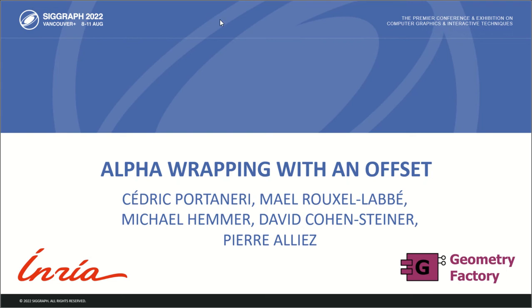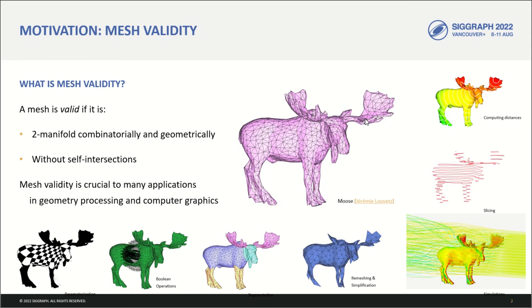Alpha wrapping with an offset. Surface meshes are essential components in many geometry processing and computer graphics applications. Most applications require, or at least prefer, input meshes that are combinatorially two-manifold, watertight, and orientable.